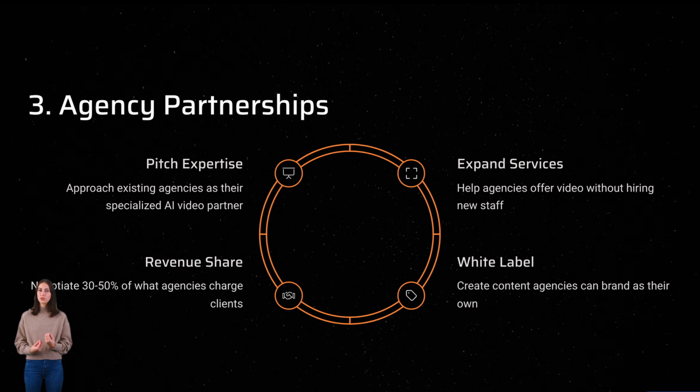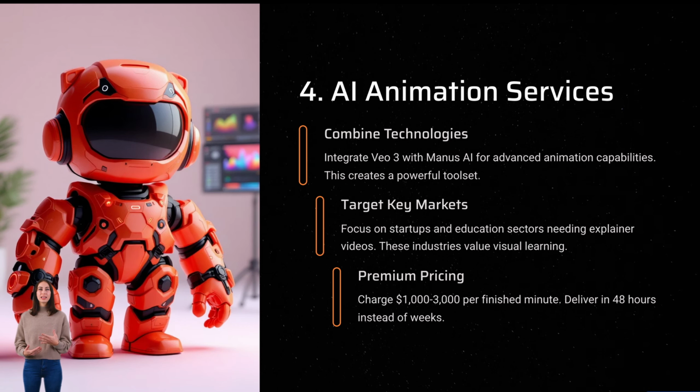Now let's dive into a truly creative and high-value offering, AI animation services. This is where you combine Google Veo 3 with other AI tools to produce engaging, animated videos that stand out in the market. If you've ever wanted to work in animation, but thought it was too complex or expensive, this is your moment. Veo 3 already allows you to create realistic video from simple prompts. But when you pair it with animation tools like Manus AI or tools that generate animated avatars and characters, you unlock an entirely new revenue stream.